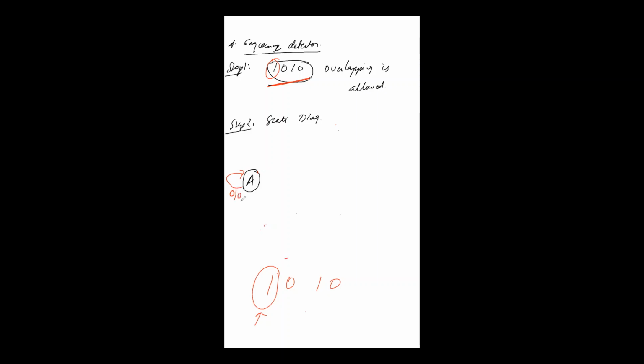The output is 1 only when one sequence is detected. Until then the output will remain 0, right? So you cannot move forward because you are applying 0. So if 1 comes, you will go to state B. If 1 is coming, you are going to B, but the output is again 0 because one sequence is not completely detected. So this is for state A.